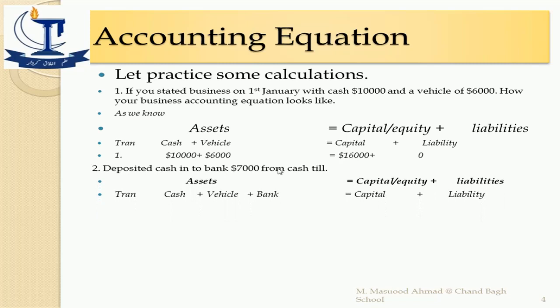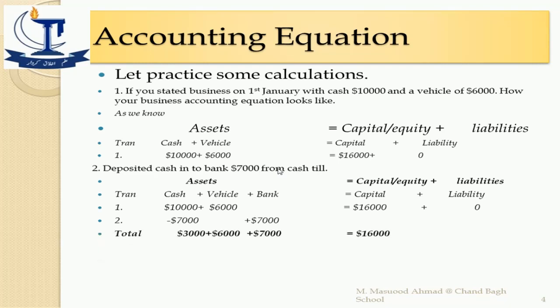Now you have three assets: one is cash, the other is vehicle, and last but not the least, bank. So the effect of the second transaction would be like this. Cash in the previous transaction was 10,000. Now when you have done your second transaction, your cash will decrease by 7,000 and your bank will increase. So as a whole, there isn't any change in assets value. They will remain 16,000: 3,000 plus 6,000 plus 7,000 is 16,000. So let's practice.